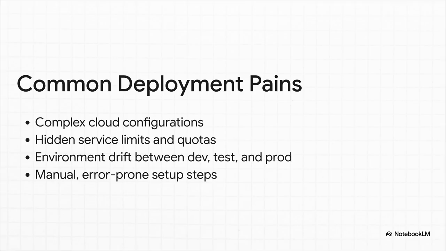You're dealing with incredibly complex cloud configs. You're hitting these hidden service quotas you didn't even know existed, and you're fighting environment drift. That's that dreaded scenario where something works perfectly in dev, but just completely breaks in prod. The CerbiShield wizard was built from the ground up to automate these steps and get rid of these exact problems.